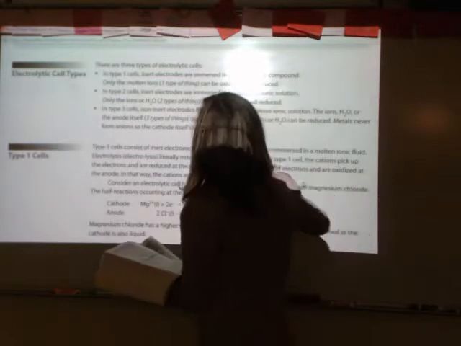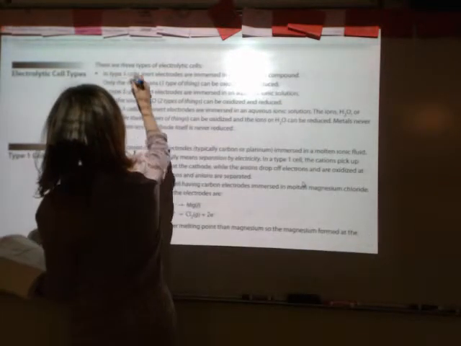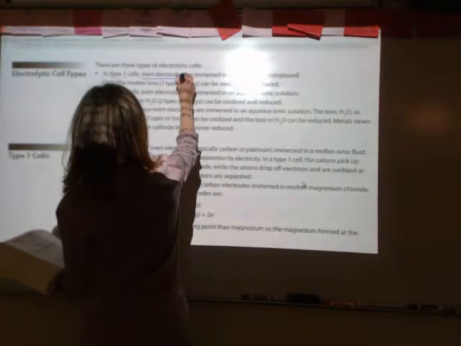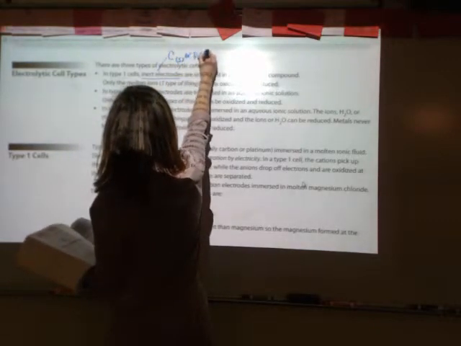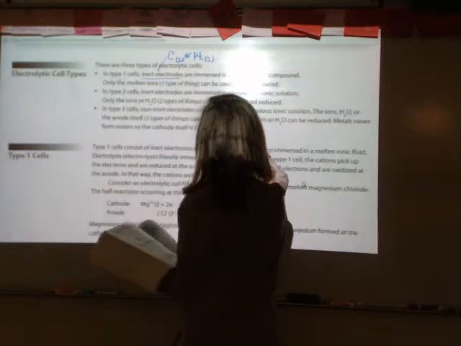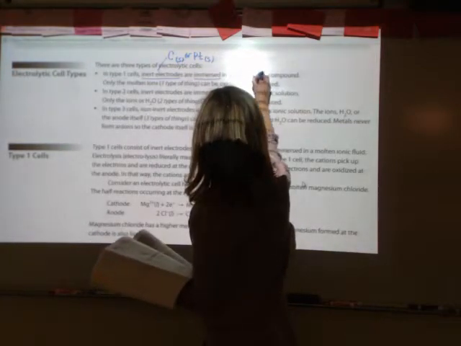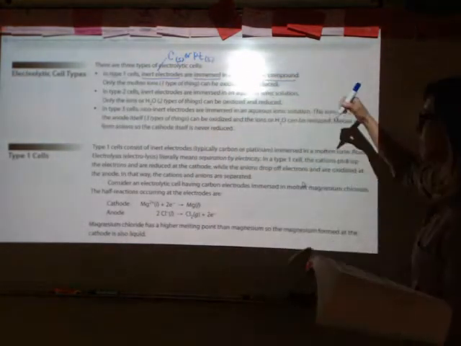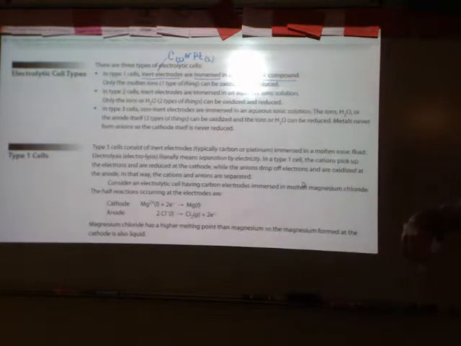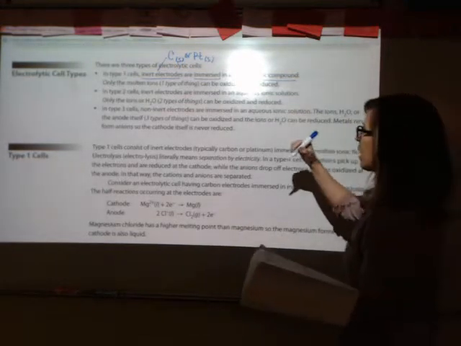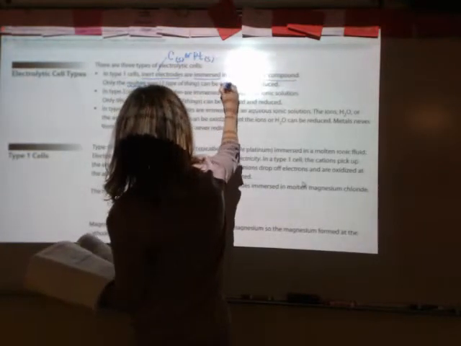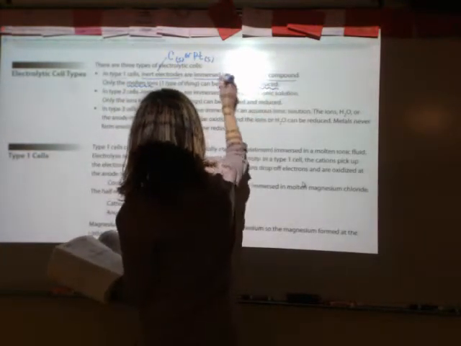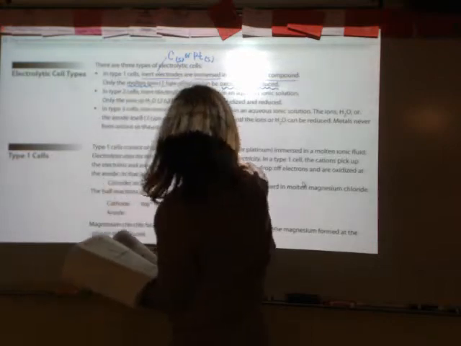Type 1 cells have inert electrodes. This would be things like carbon electrodes or platinum electrodes. And they're going to be immersed in a molten ionic compound. That means that's melted, and you have freely moving ions. And only the molten ions can be oxidized and reduced. That means one thing can be oxidized and reduced.